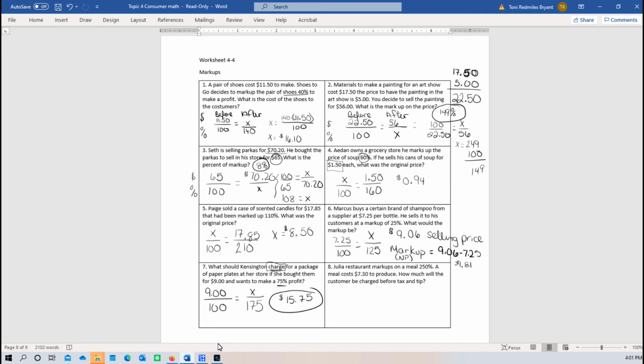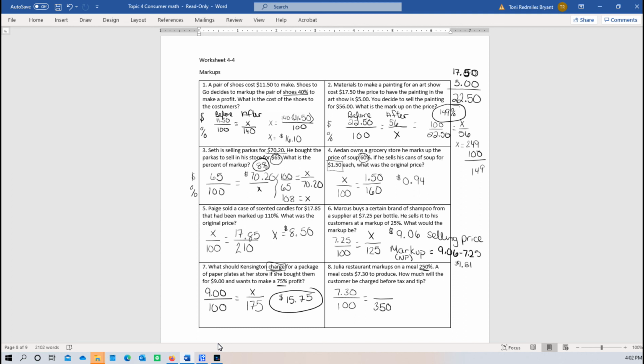Awesome. All right, Julia's restaurant marks up a meal 250%. A meal costs $7.30 to produce. How much will the customer be charged? So that's our selling price before tax and tip. Well, we know that the original cost of the meal was $7.30, and that's 100%. But the business has got to get their money, and they want to mark it up 250%, which means marking it up actually to 350% because they've got to pay this too.